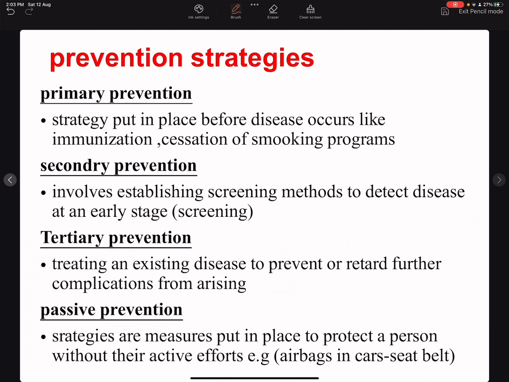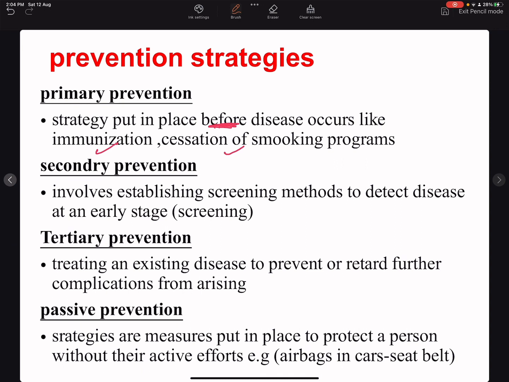Now we are going to go to another topic, which is prevention strategies. Here we have different definitions, like primary prevention, which is a strategy put in place before the disease occurs. The most important point is that this strategy is before the occurrence of the disease. Examples of primary prevention are immunization and smoking cessation programs. So here we are preventing the disease from occurring.